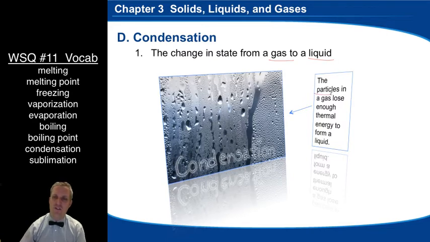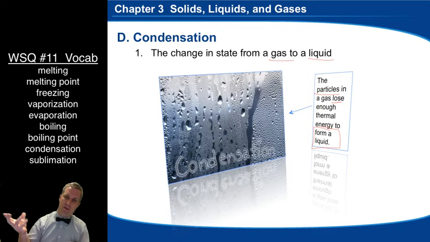So the particles lose enough of their thermal energy that they can form a liquid. That's what happens in condensation. You'll often see condensation with a hot cup or something like that. The glass is cooler than the liquid that's heated within, and the vapor will condense and form on the side of the glass.